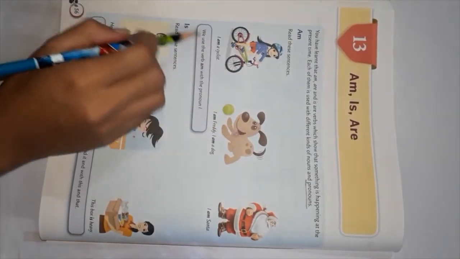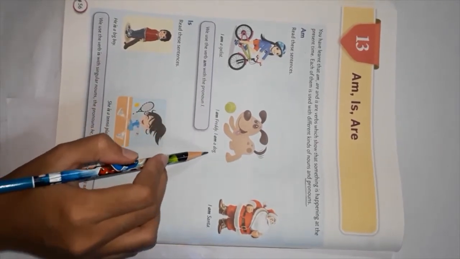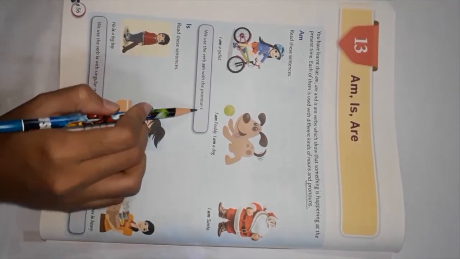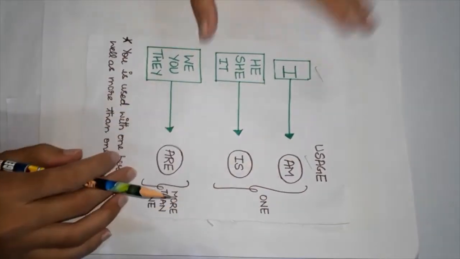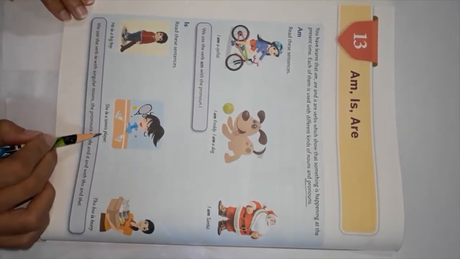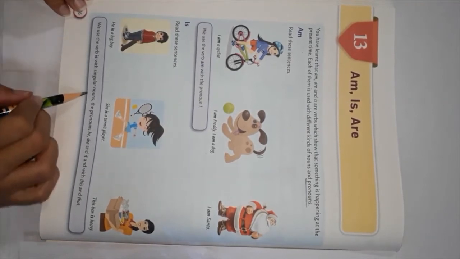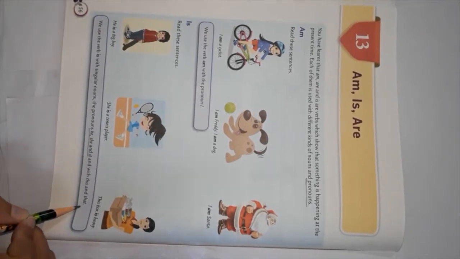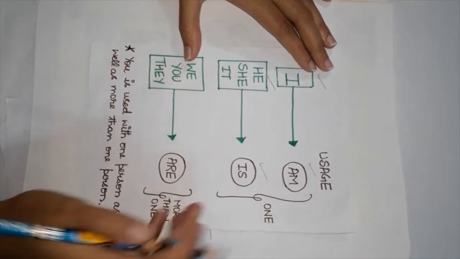Usage of am. I am a cyclist. I am Freddy. I am a dog. I am Santa. We use the verb am with the pronoun I. That is, am is used with I. Look at the next one. He is a big boy. She is a tennis player. This box is heavy. We use the verb is with singular nouns, the pronouns he, she and it, and with this and that also. So with he, she and it we use is.